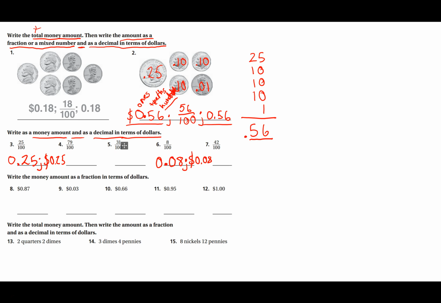Okay, next set of directions. Write the money amount as a fraction in terms of dollars. Okay, so fraction, what fraction of a dollar is it? Well, now we're looking at place value again. We have the ones place, tenths, hundredths. So whenever you're reading a number, you just read it 87, and then what is that last number? What place is it in? 87 what? The 7 is in the hundredths place, so it is 87 hundredths.